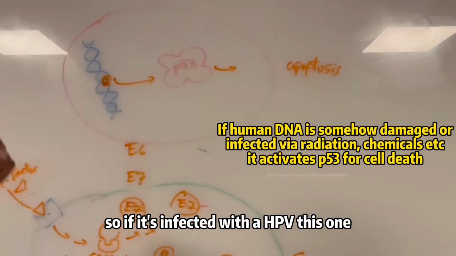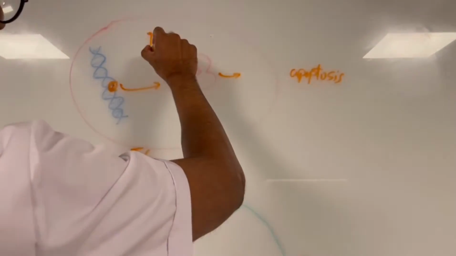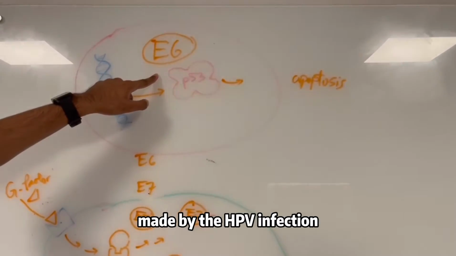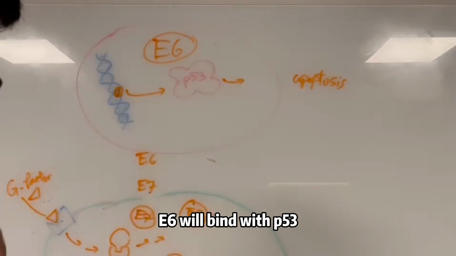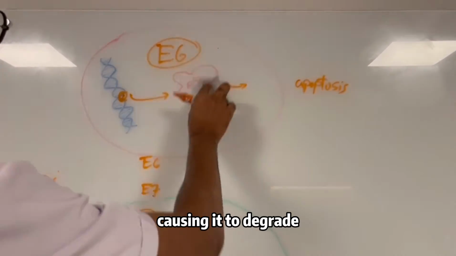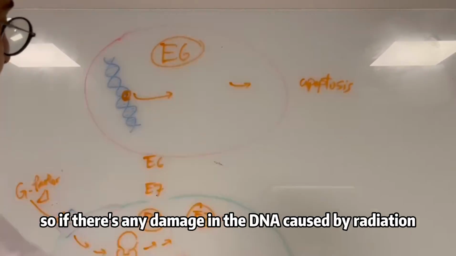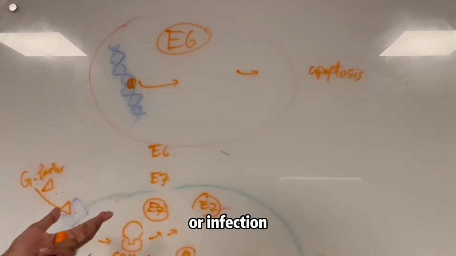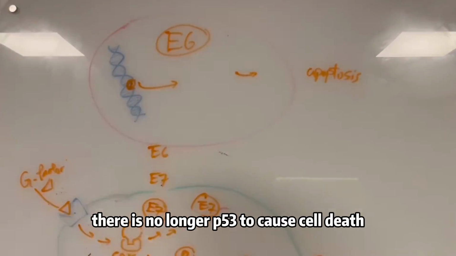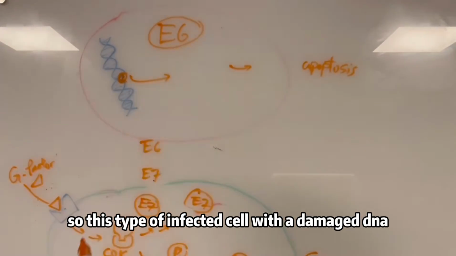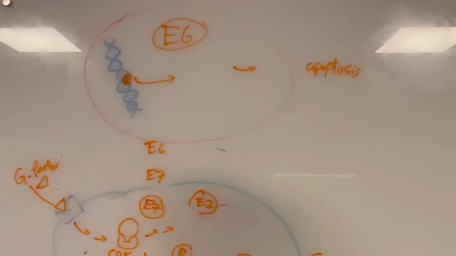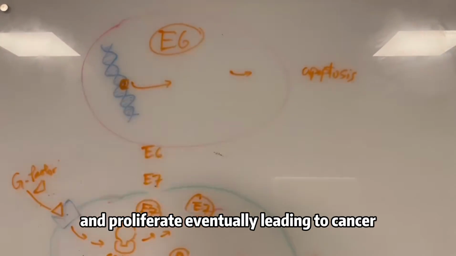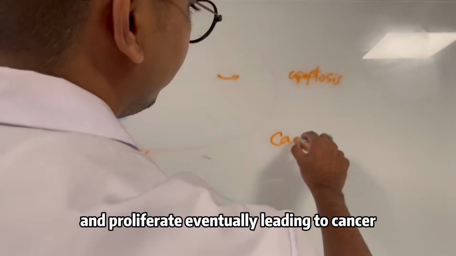If it's infected with HPV, this cell will have an E6 viral oncoprotein made by the HPV infection. E6 will bind with p53, causing it to degrade. So if there's any damage in the DNA caused by radiation or infection, there is no longer p53 to cause cell death. This type of infected cell with damaged DNA that is not supposed to be alive continues to grow and proliferate, eventually leading to cancer.